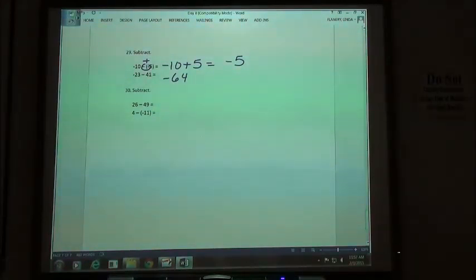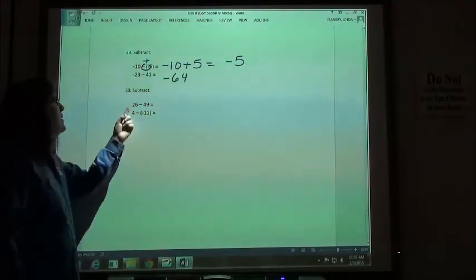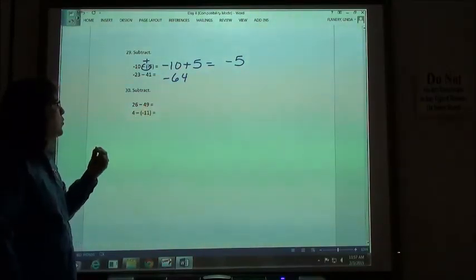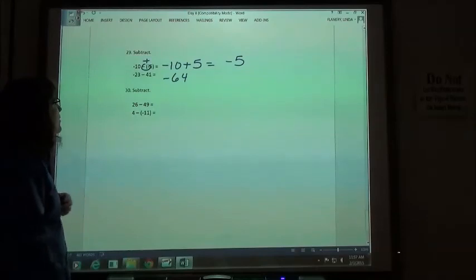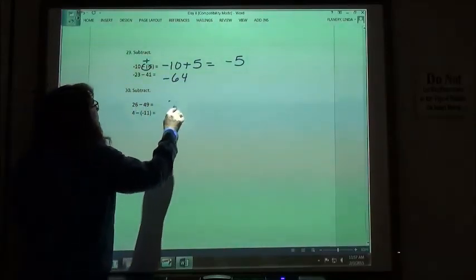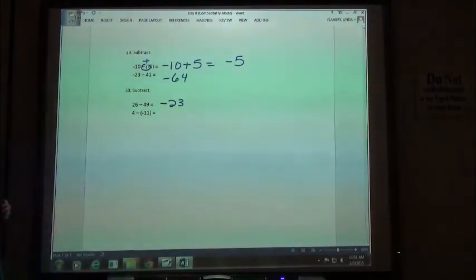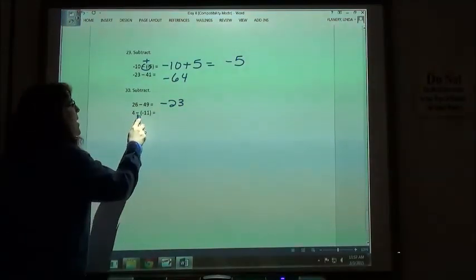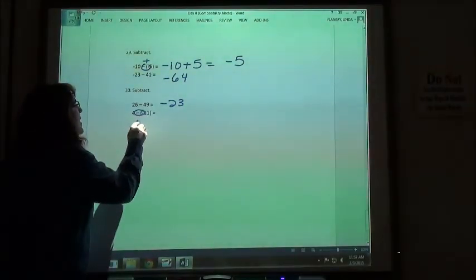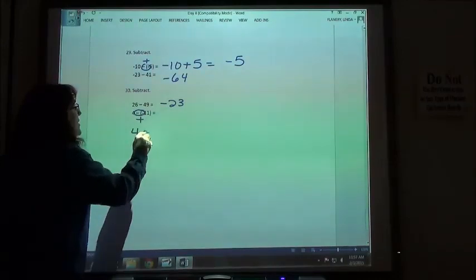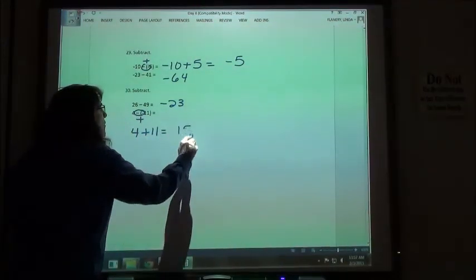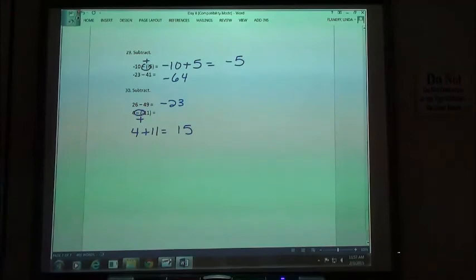So number 30, we have 26 minus 49. This is positive, this is negative. My rule, subtract and take the sign of the larger. So if I subtract, I get 23. The larger one is negative. So 26 minus 49 should be negative 23. And the last one on number 30, 4 minus a negative 11. I have the minus a negative. I've got to do 4 plus 11. And so hopefully 15 is what you came up with for your answer.